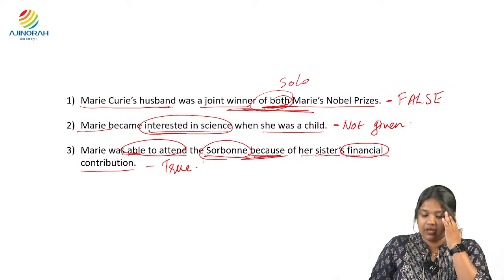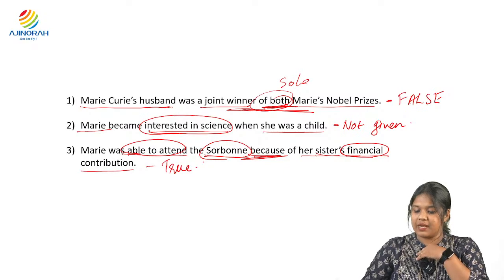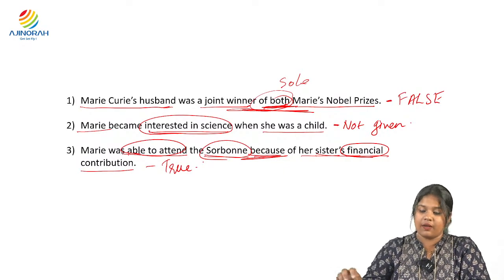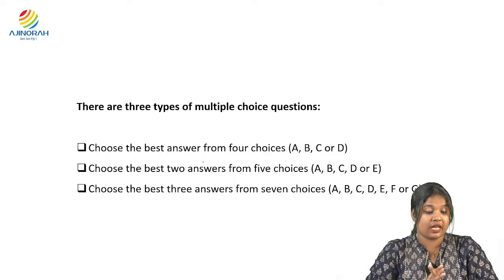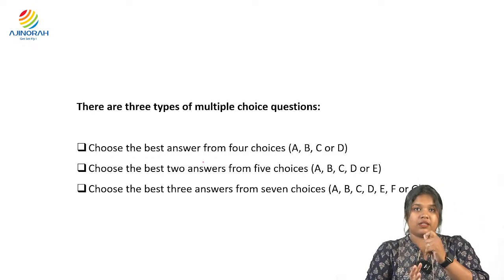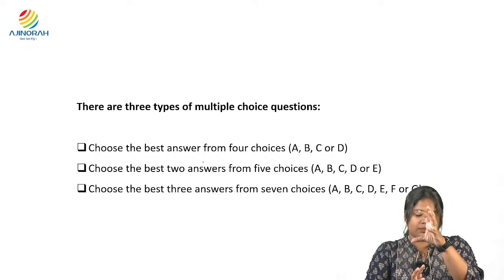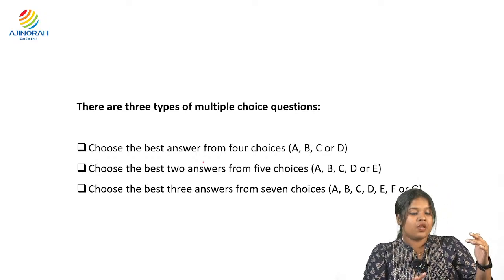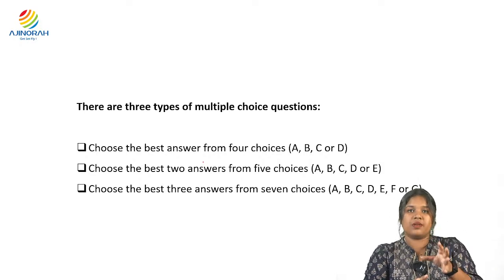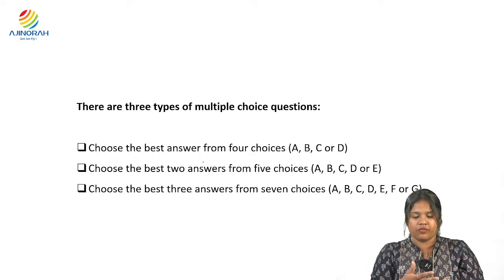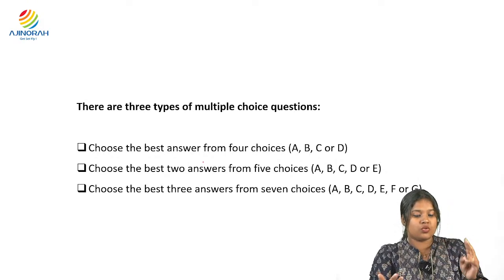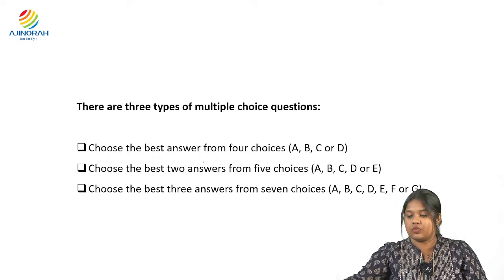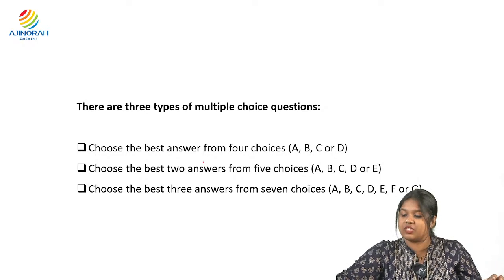Next, the last type of question is multiple choice questions. People find this type of question difficult to tackle, and there are three main types that you would find. First, choose the best answer from four options. You will be given a question and four options, and you have to select one answer. Then you may have to choose two answers from five choices. Then you may have to choose three answers from seven choices. So expect that all these questions can be asked.